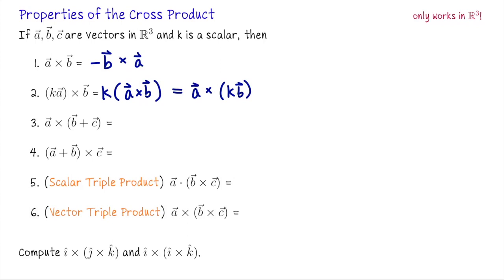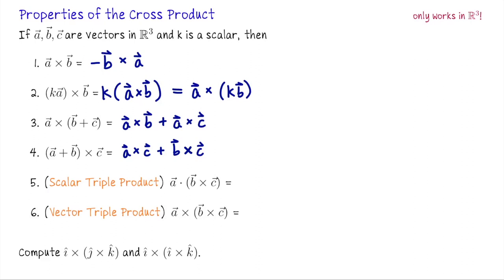The cross product is distributive, so that's what properties 3 and 4 tell us. A cross the vector sum of B and C is equivalent to A cross B plus A cross C. And the same thing is true in reverse. So the vector sum of A plus B cross C gives you A cross C plus B cross C.